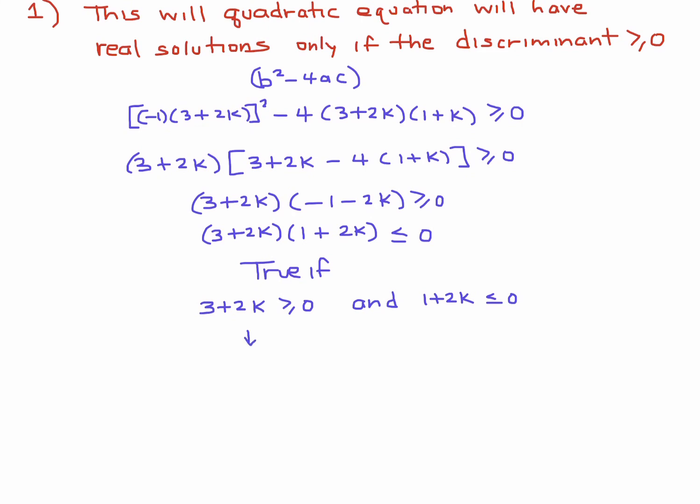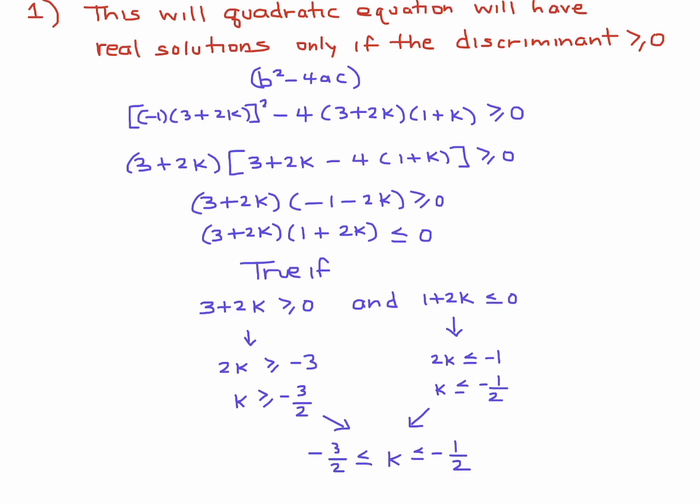All right. So from the first one, we will get that 2k is greater than or equal to minus 3, and therefore k is greater than or equal to minus 3 over 2. Okay? And then from the second one, you get 2k is less than or equal to minus 1, and therefore k is less than or equal to minus 1/2. And then if you combine these two, you get k is less than or equal to minus 1/2, and k is greater than or equal to minus 3 over 2.